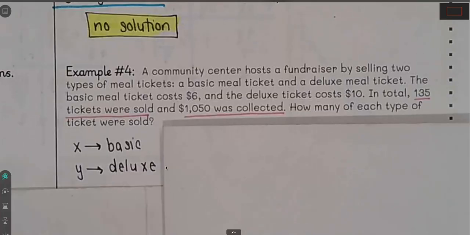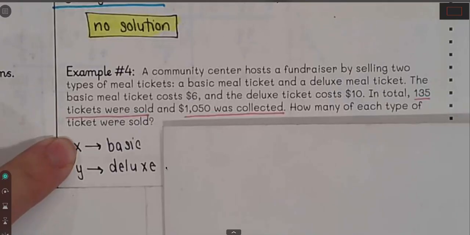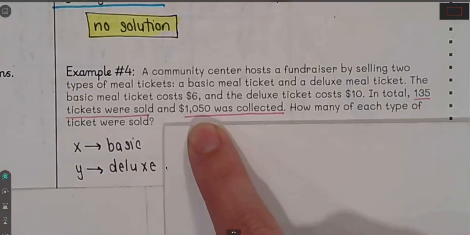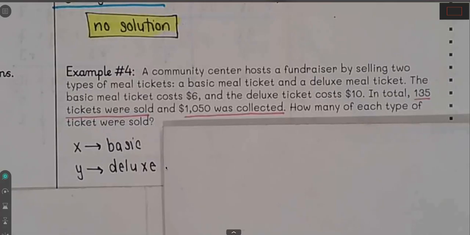For this problem, we're going to make X represent the number of basic tickets sold and Y represent the number of deluxe tickets sold. I will give a bonus point if someone can raise their hand and give me an equation to represent $1,050 collected.